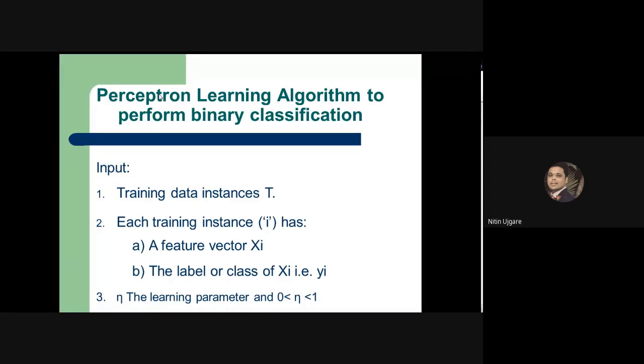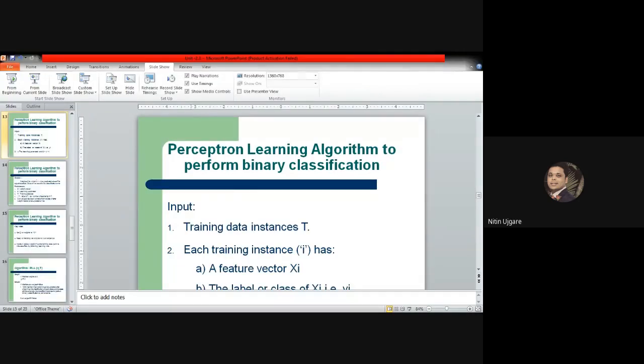Before I start this perceptron learning algorithm, I just want to take a few questions so that we can proceed further. So any questions? Otherwise, I will go to the perceptron learning algorithm. So what is perceptron? In which case are perceptron classifiers applicable? Can anybody unmute the mic and tell me? Anyone?